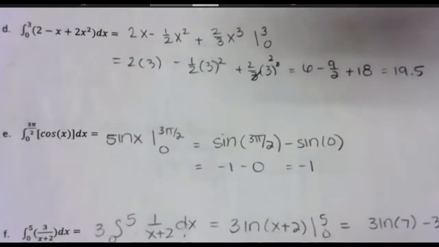And then in letter E, we had a trig function like what we worked and talked about yesterday. The antiderivative of cosine is sine. So you have sine x, and then you're evaluating from 3 pi halves to 0. Sine at 3 pi halves was negative 1, and sine at 0 is 0.